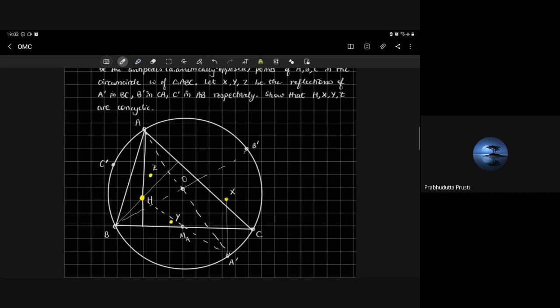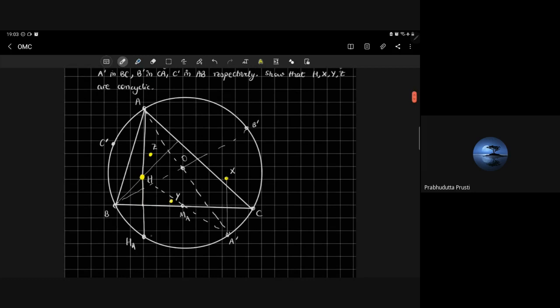Okay, just stare at the diagram for a few seconds. Yeah, HX is parallel to BC, that's pretty obvious, right? So if you reflect H about BC, you get another point on the circumcircle, H sub A. Okay, and we know that H sub A A prime is parallel to BC, correct?